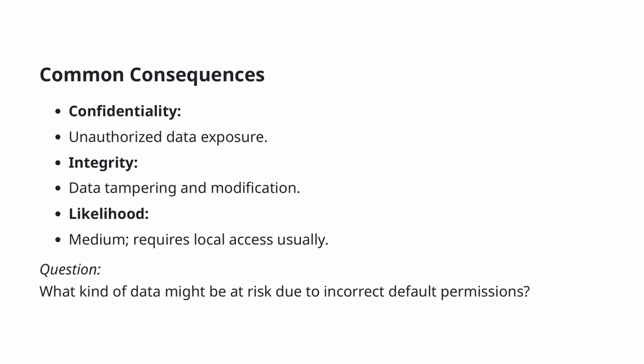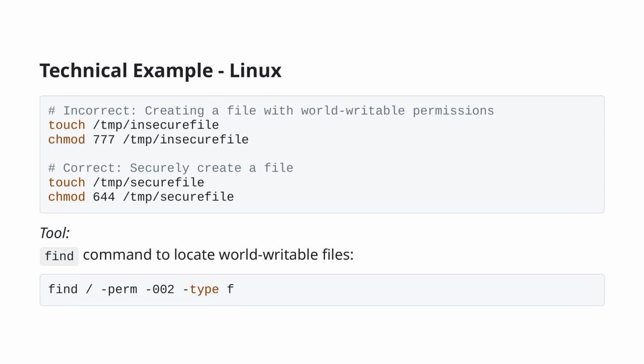On this slide, we are looking at a technical example specific to Linux. Here we illustrate how incorrect default permissions can compromise security. The first example shows how to create a file with world-writable permissions using the commands touch /tmp/insecure-file, followed by chmod 777 /tmp/insecure-file. This means the file is accessible for reading, writing, and executing by all users, which is a significant security risk.